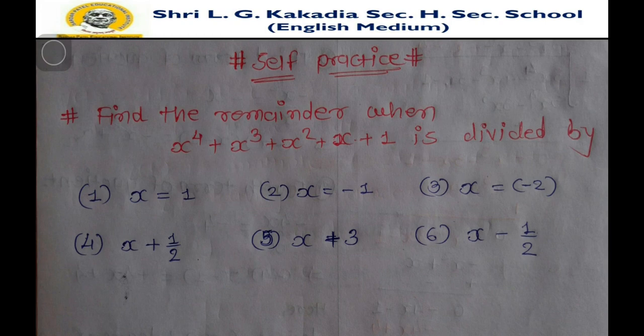Now, by using this remainder theorem, you find the remainder of a given polynomial by using these values. So now you find the remainder when x raised to 4 plus x cube plus x square plus x plus 1 is divided by these given values, x is equal to 1 or all of them. So now do it by yourself.